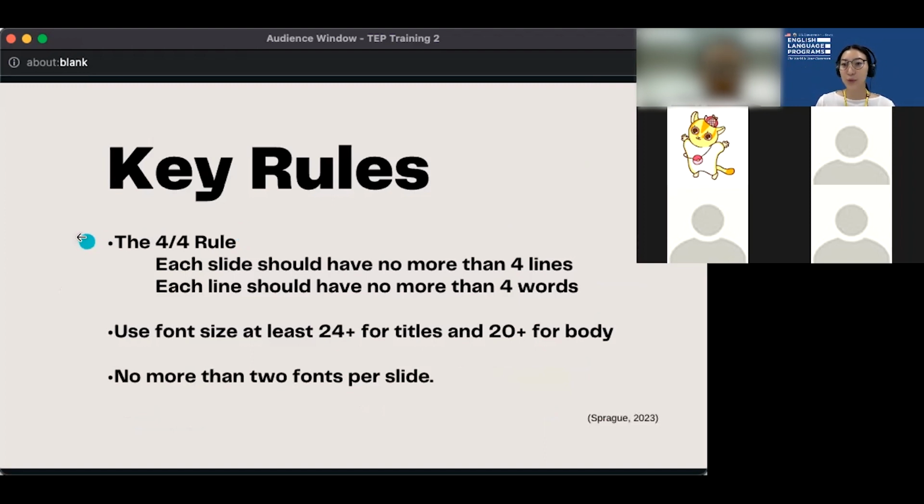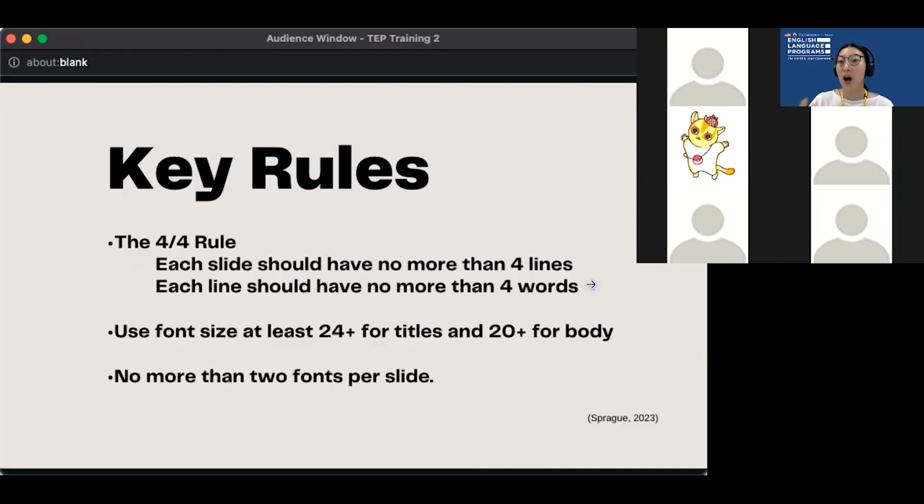The first is the rule of 4-4. This means that each slide should have no more than 4 lines, and each line should have no more than 4 words. Now, my slide does not always follow this, but this will help reduce the number of words on the slide, and this will help the audience to focus on the speaker rather than simply reading the presentation slides.